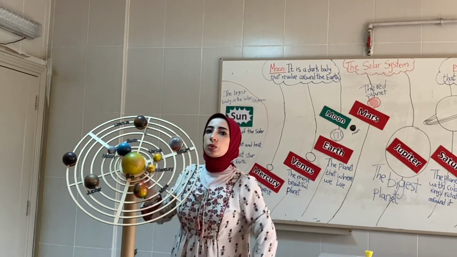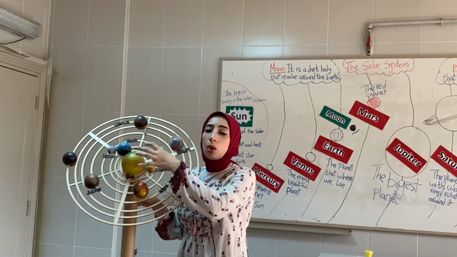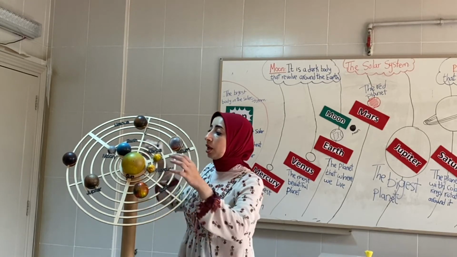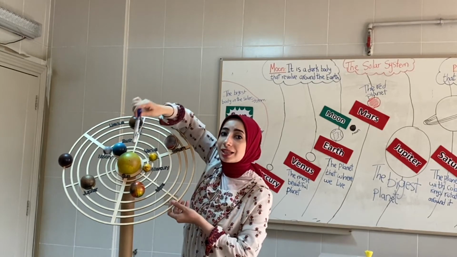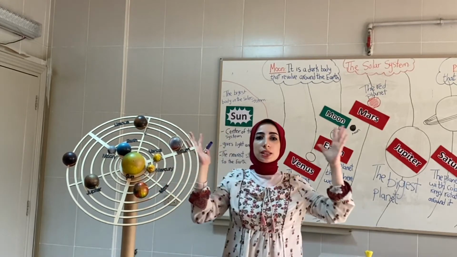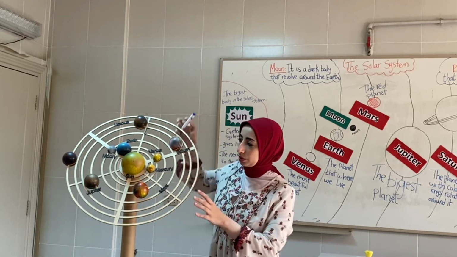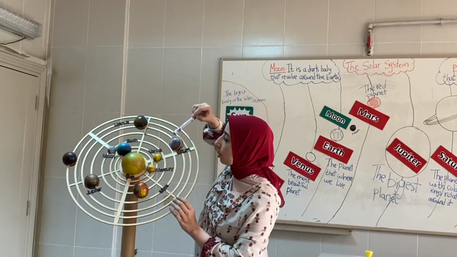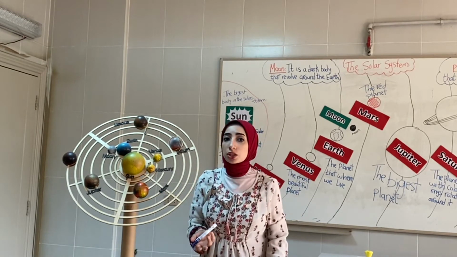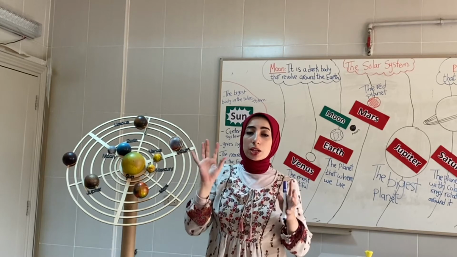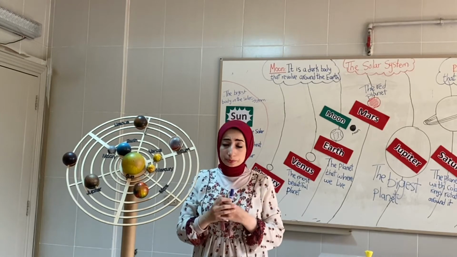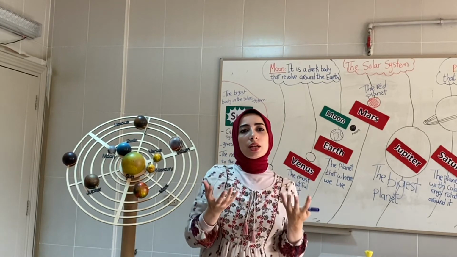So why do they call it the solar system? Because the sun exists in the center of the solar system. Okay, and also it is the biggest body in the solar system. As you can see here, the sun is the biggest body in the solar system. And we said before that the sun is a star. Why? Because it's shiny and also it gives us heat and light. So that's why it's a star.